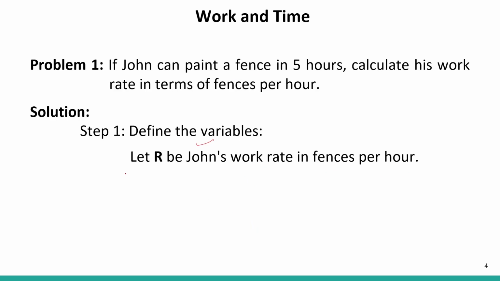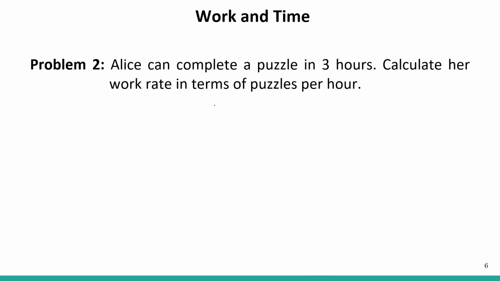So if John can paint a fence in 5 hours, the work rate in terms of fences per hour will be 1 by 5 fences per hour. Let's see problem number 2.